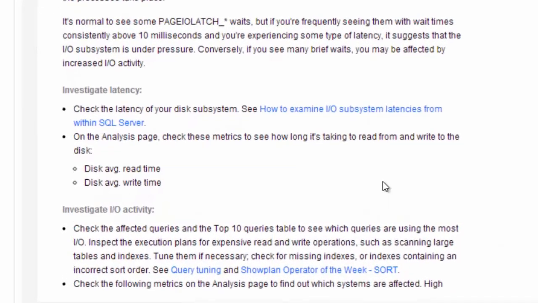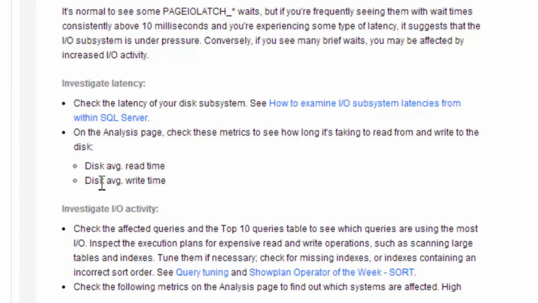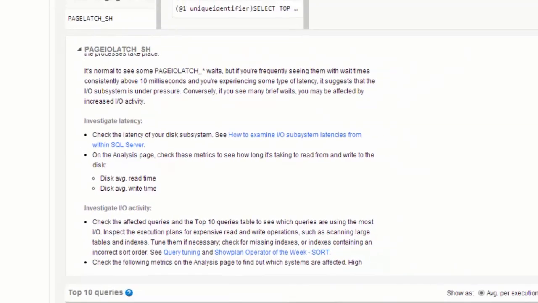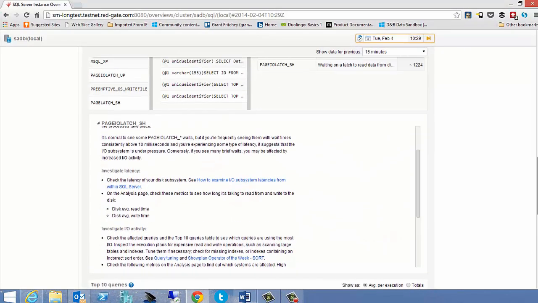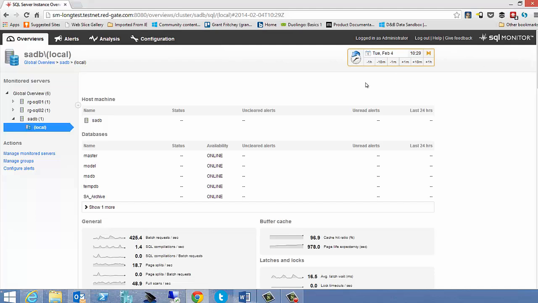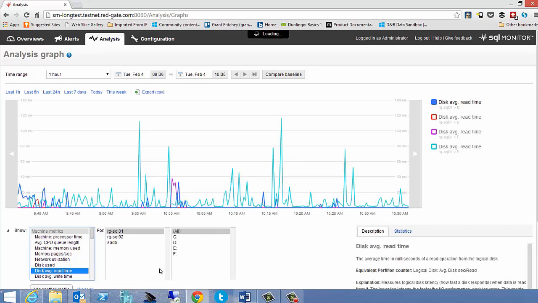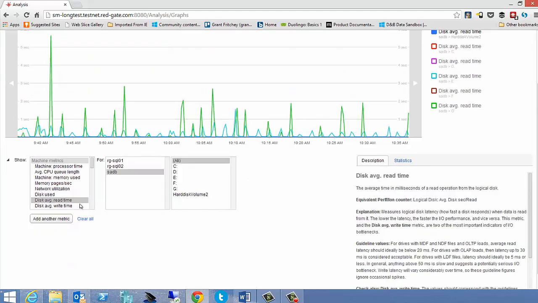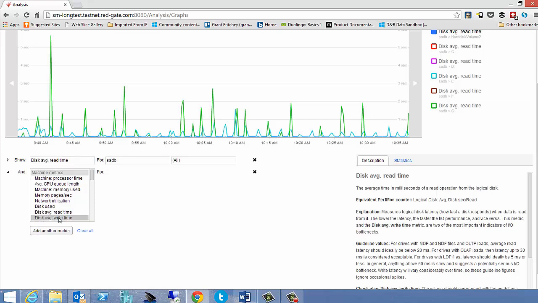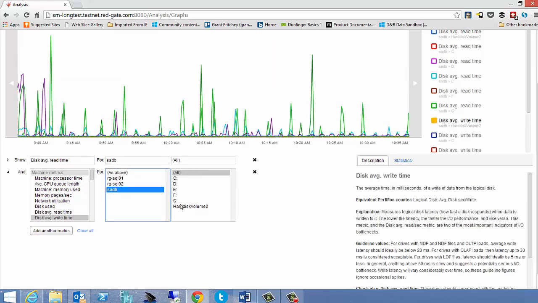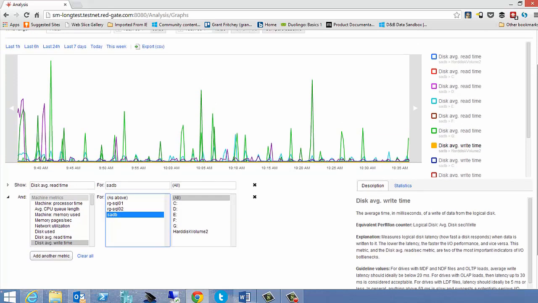So we can say, oh, well, maybe it's not that our queries are giving us problems. Maybe we're having a problem with the actual hardware. So if we looked at disk average read time and disk average write time, we would know better whether or not we're getting some hardware issues. And the way we do that is we go back over to the analysis page and we drill down and find disk average read time for the server that we're on, and we can put all disks in, and we can even add another metric and put in disk average write time for all the disks, and we can have all those on the screen at the same time.